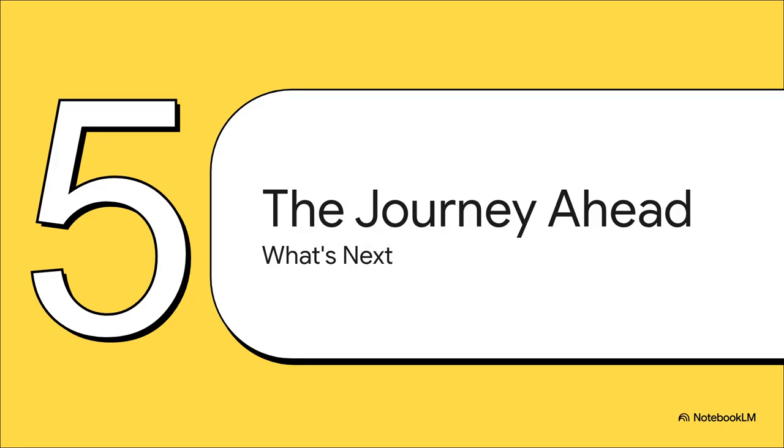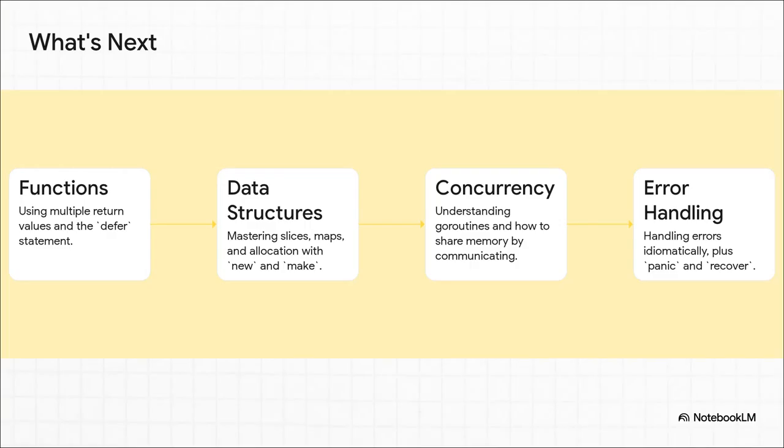So we've just covered some really foundational principles, the right mindset, the essential tooling, and some core syntax. But trust me, this is really just the beginning of the journey to writing truly effective Go code. Once you've got these fundamentals down, the real fun begins. Building on this foundation, the journey continues by exploring things like functions that can have multiple return values, mastering data structures like slices and maps, and then, finally, tackling the one topic Go is famous for, its simple yet incredibly powerful approach to concurrency and error handling.